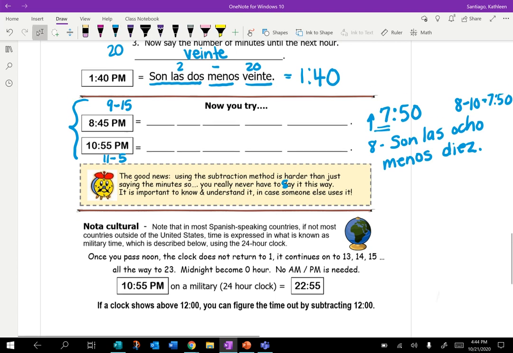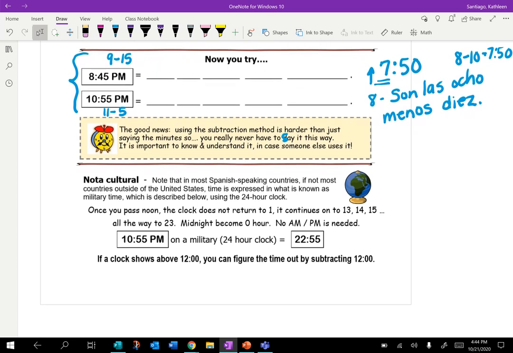Okay, muy bien. Let's look at this last little bit of this notes page. Okay, so this is called Nota Cultural. Two cognates, flip them around. Cultural note. Note that in most Spanish-speaking countries, if not most countries outside of the United States, time is expressed in what is known as military time. So military time is using a 24-hour clock.